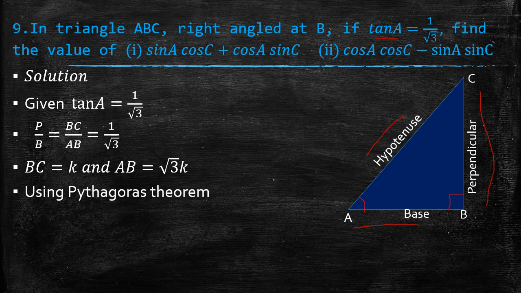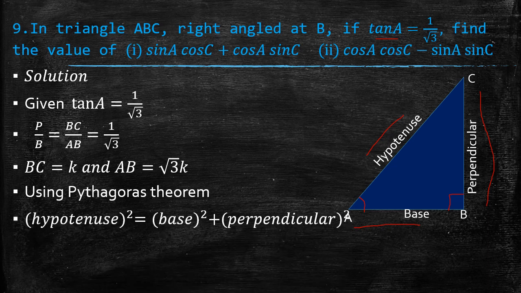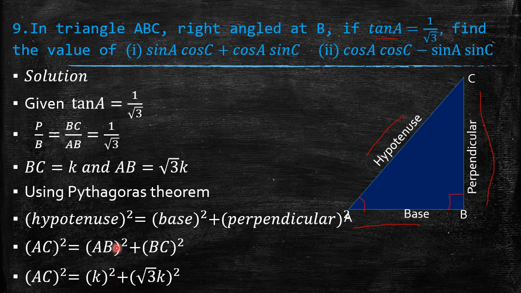So as you know, to find hypotenuse, we will use Pythagoras theorem. And what is Pythagoras theorem? Hypotenuse square is equal to base square plus perpendicular square. Simply you can write h square is equal to b square plus p square. So putting the values, hypotenuse AC square is equal to base square AB square plus perpendicular square BC square. So AC square is equal to, in place of AB we will write under root 3 K whole square plus in place of BC we will write K square, right? So now we will solve this.